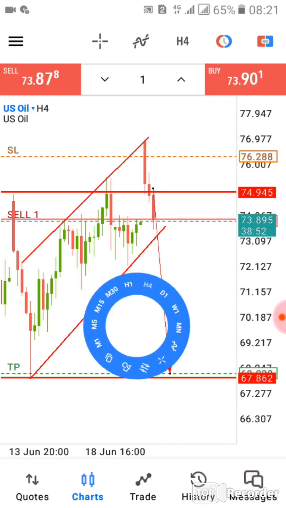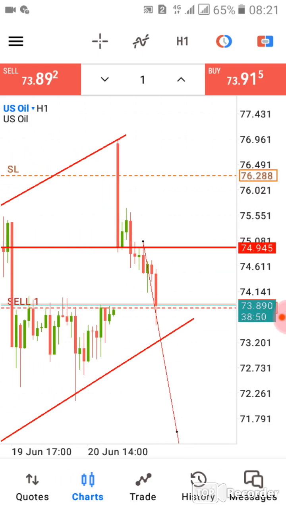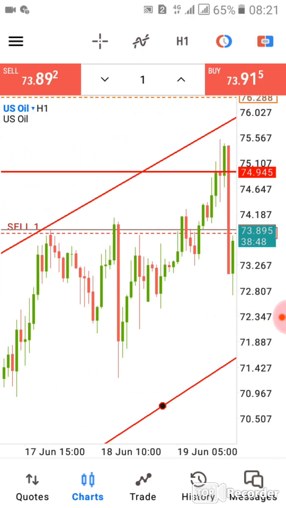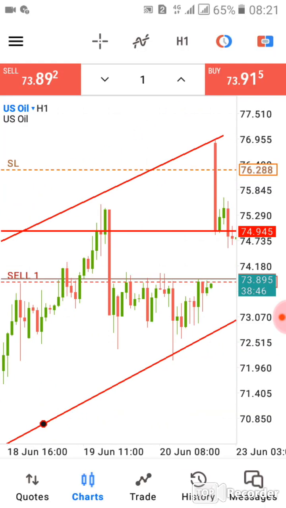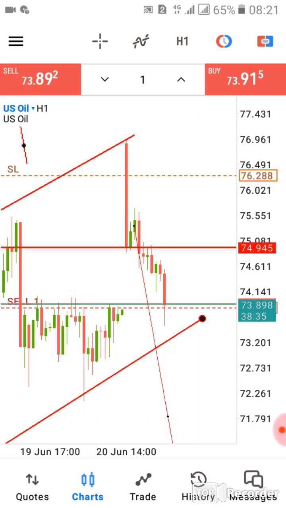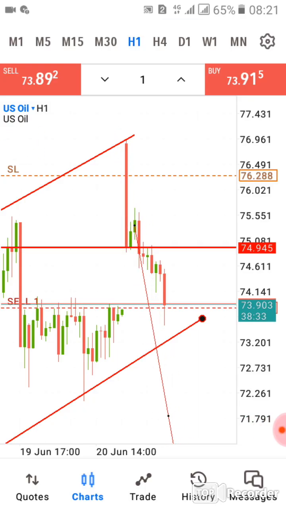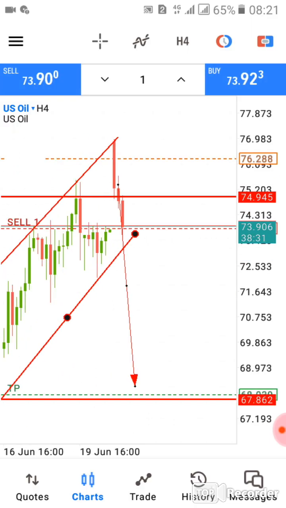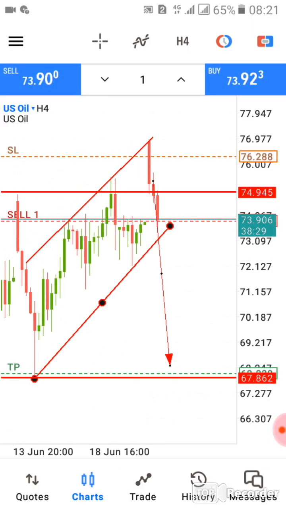I hope you really look out for this trade as well. It's a beautiful trade. It's a smooth trade. You can look at what happened on the 1 hour chart as well. So you maximize it, and let's see how far we go on this US oil. Let's see how much we are able to make from this. Thank you.